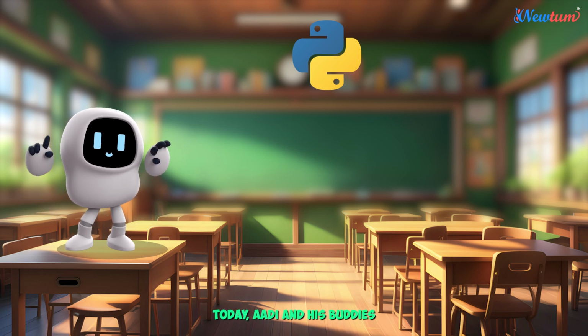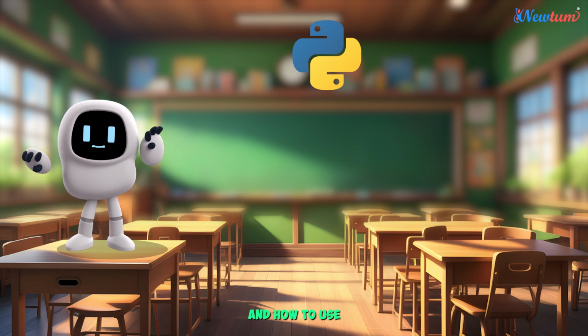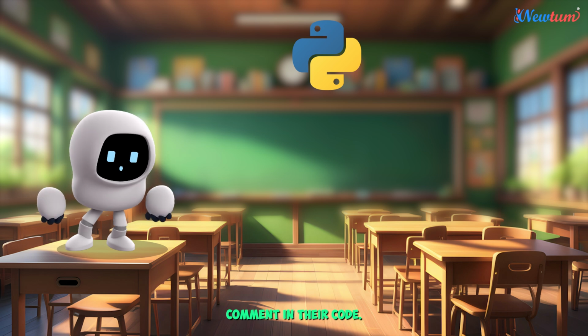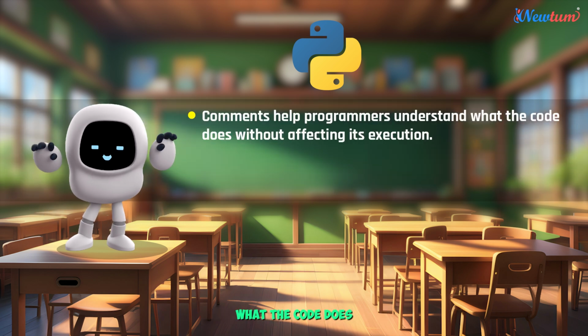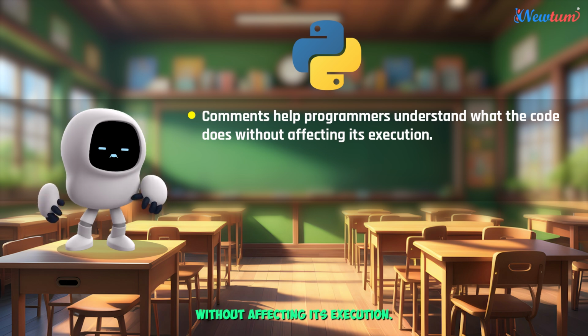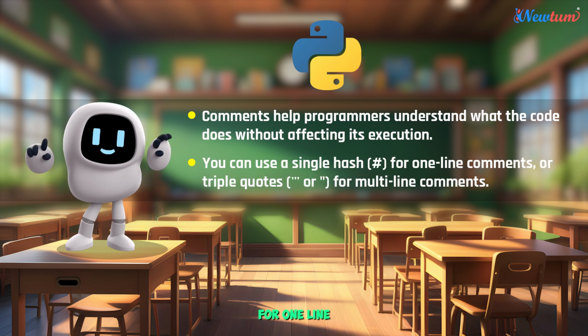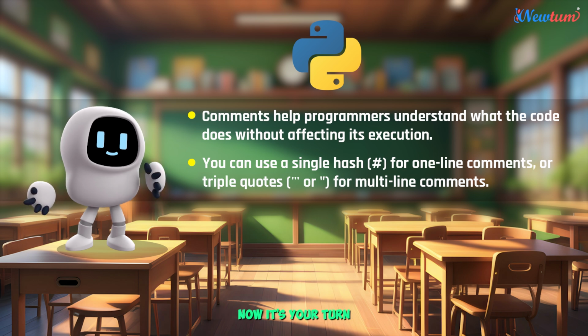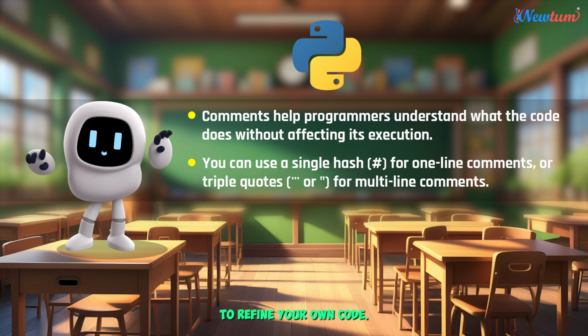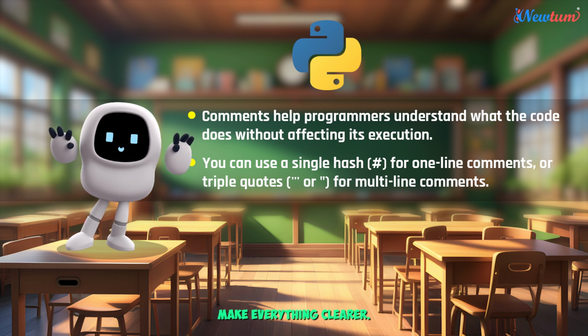Today, Audie and his buddies learned about good programming practices and how to use comments in their code. Here's what we discovered. Comments help programmers understand what the code does without affecting its execution. You can use a single hash for one-line comments or triple quotes for multi-line comments. Now it's your turn to refine your own code. Remember, comments make everything clearer.